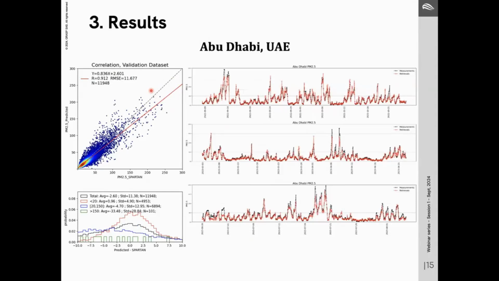And here I show the validation of the Abu Dhabi site. It's quite different from the Beijing site because it's located in the Arabian Peninsula, and it has a very dry climate. It's close to the desert, so it is impacted by the desert dust very much. And we are still able to have the correlation over 0.9 and the mean bias around 3 micrograms per cubic meter.